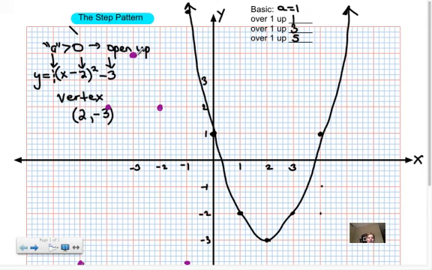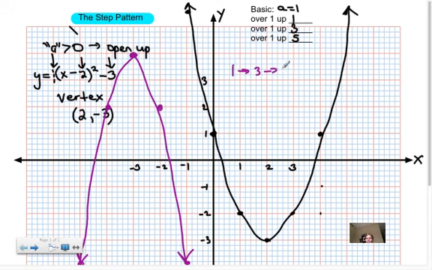And so with an a value of 2, this function is a bit skinnier than a function with an a value of 1. It doesn't open quite as wide. And that's how the step pattern works. There's the basic step pattern of 1, 3, 5, 7, and then all the other step patterns are based on this, but we multiply it by whatever the a value is to get what the parabola looks like.